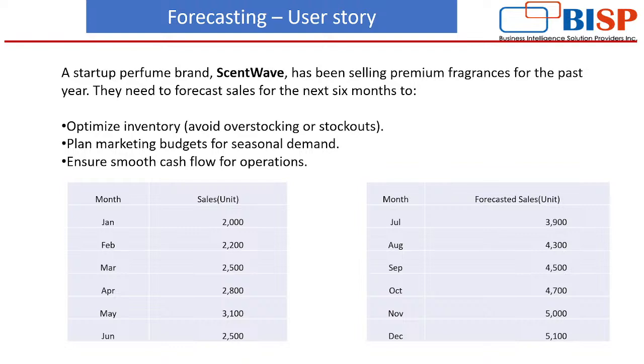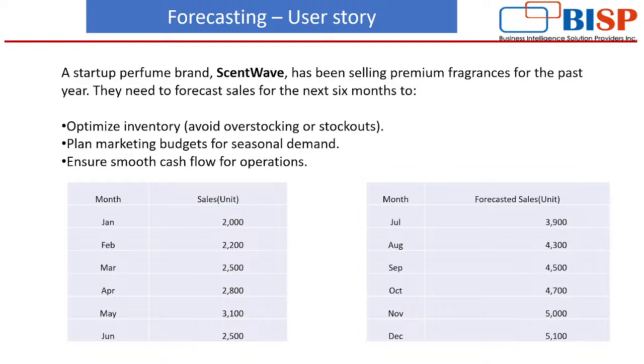Now with the help of forecasting, they forecasted sales for the next 6 months. There are various tools and methods implemented for forecasting. Implementing that, they achieved the figures. Now with the help of these figures, the forecasting impact on the business would be that this perfume brand would do the inventory planning.